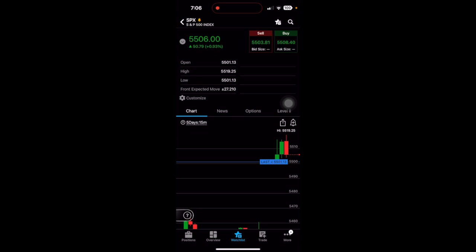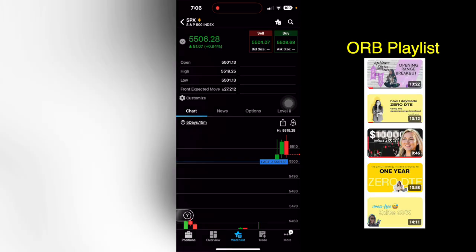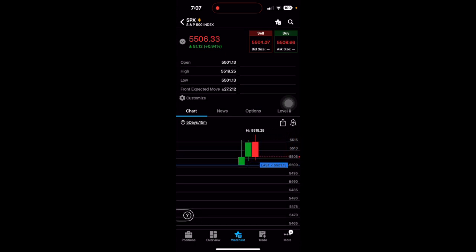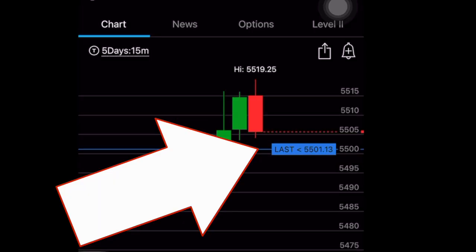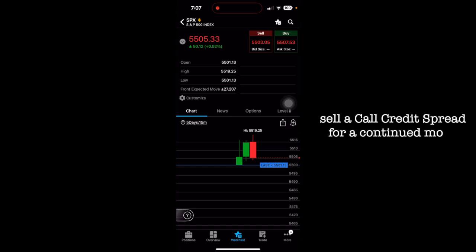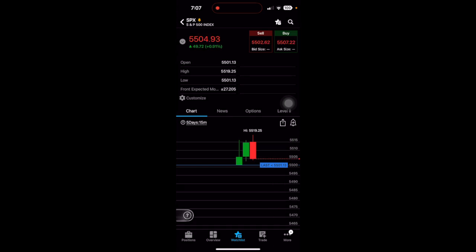Good morning. This is how I set up conditional orders when I want to trade the opening range breakout, but I might not have my eyeballs on the chart. So it's Thursday morning, and this is what the 15-minute chart of SPX looks like so far. If the low of day breaks, I want to sell a call credit spread for a continued move to the downside. So the low of day is 5501.